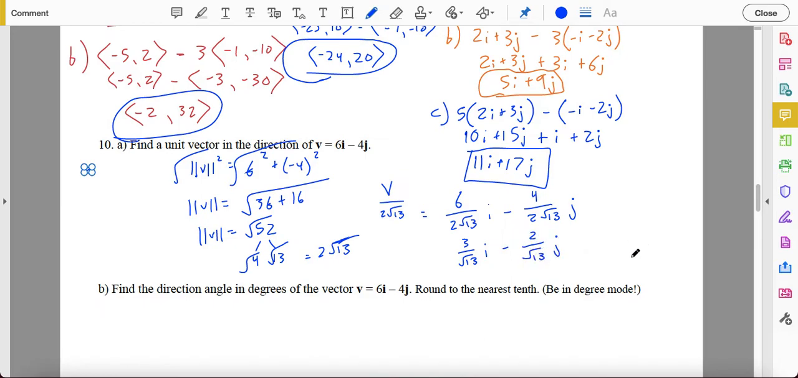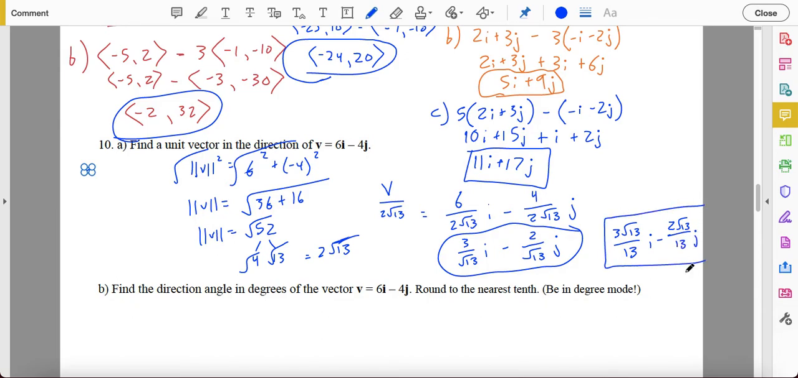And if you want to rationalize, I will accept this answer right here. That's our unit vector. But if you want to rationalize, you just multiply both by root 13 over root 13, and your answer would be 3 root 13 over 13 i minus 2 root 13 over 13 j. And that's the rationalized version of the answer.